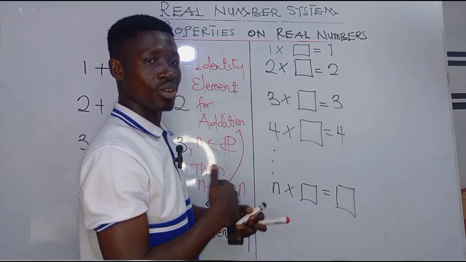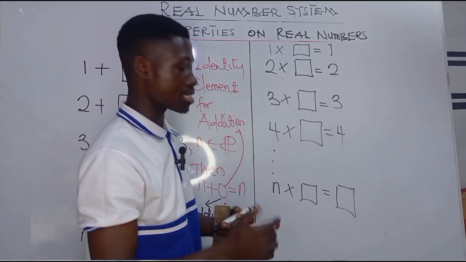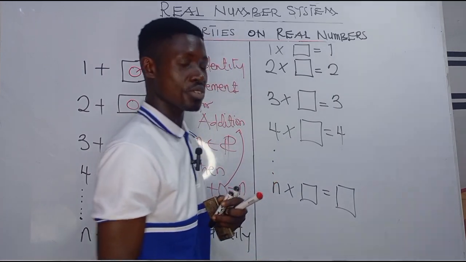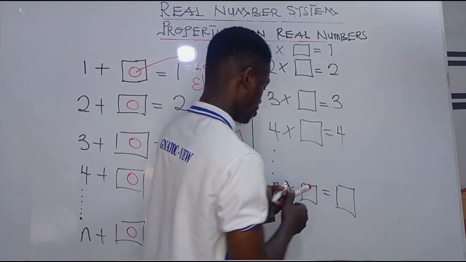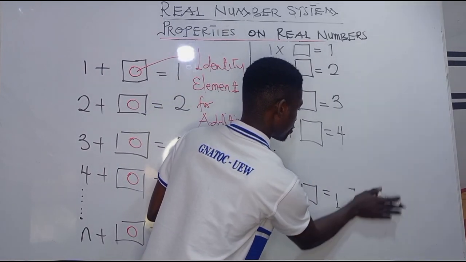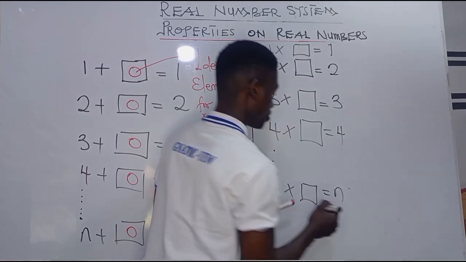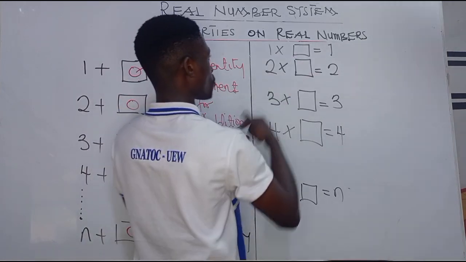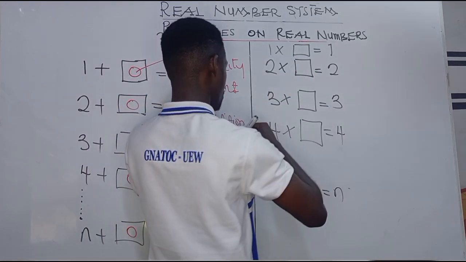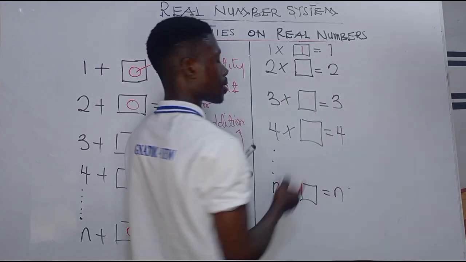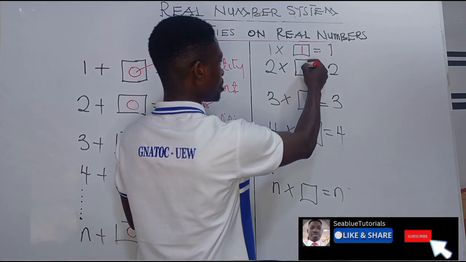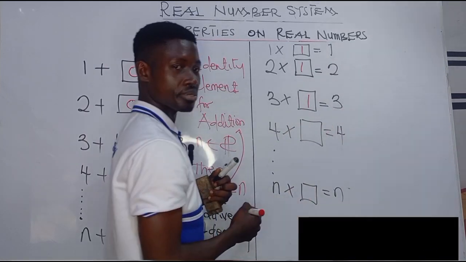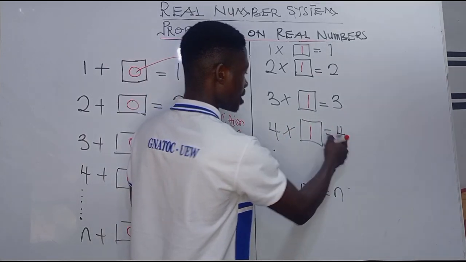So if you pick all the numbers from the real number system and we call them n, n times what number will give you n? I believe you are saying that 1 times 1 will give you 1. 2 times 1 will give you 2. 3 times 1 will give you 3. 4 times 1 will give you 4.